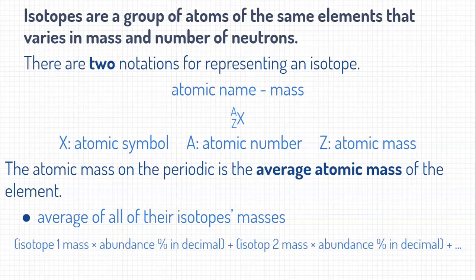So we have isotope 1 mass, whatever mass that first isotope has, multiplied by the abundance percent. So the scientist will find what's the percentage of that isotope present in nature. But we convert that percentage to a decimal, then we add the isotope 2 mass times that abundance percent in decimals. So let's go ahead and practice those calculations.